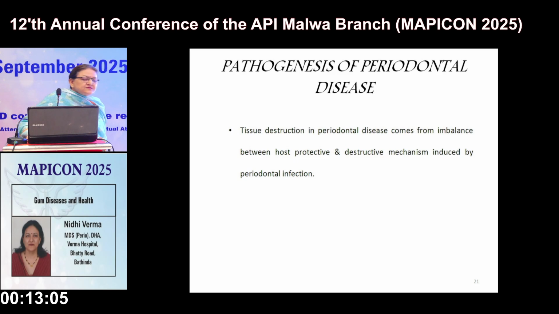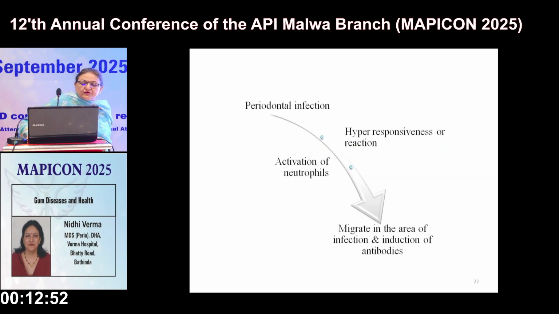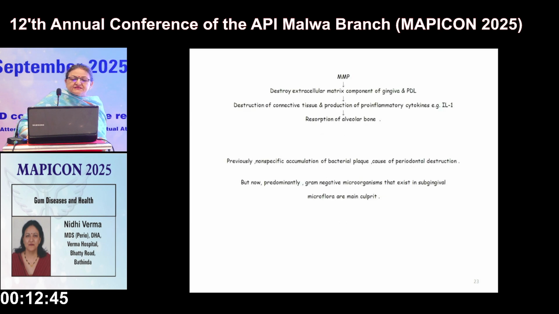The main pathogenesis of periodontal disease is that the tissue destruction in periodontal disease comes from an imbalance between host protective and destructive mechanisms induced by the periodontal infection. The periodontal infection leads to activation of neutrophils. They migrate to the area of the infection, and there is induction of antibodies, leading to the release of matrix metalloproteinases, which destroy extracellular matrix components of the gingiva and the PDL, leading to destruction of connective tissue. There is also production of pro-inflammatory cytokines, leading to resorption of the alveolar bone.